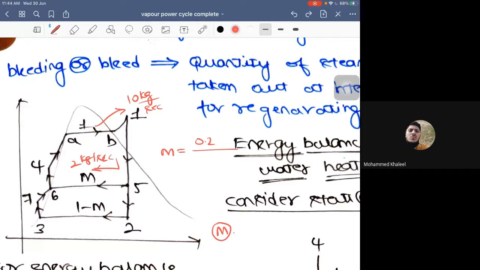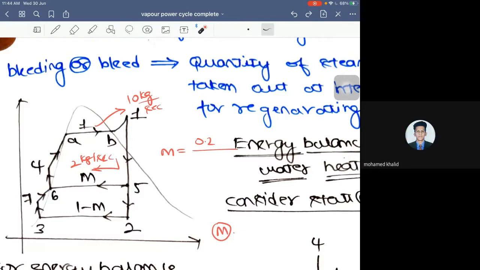It is the ratio of the quantity of steam which is bleeded to, in the denominator, what should you have? The quantity of steam entering the turbine. If you divide these two, you will get the value of M. That is the mass flow rates itself.